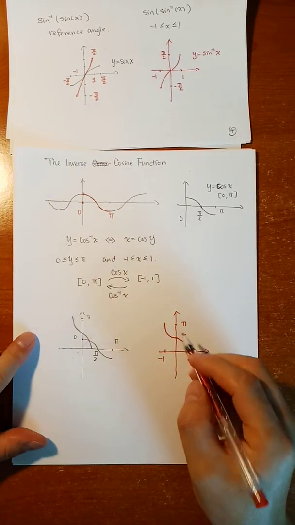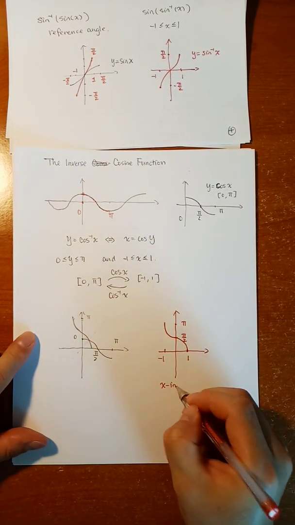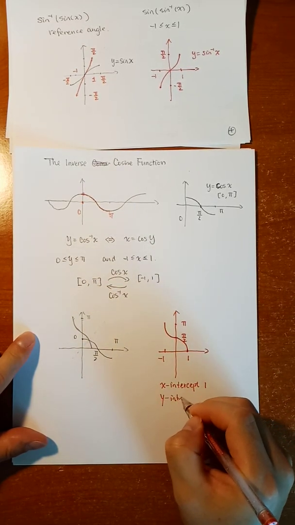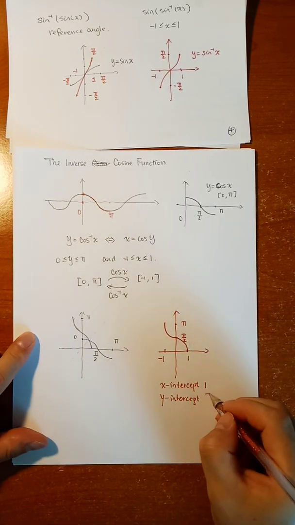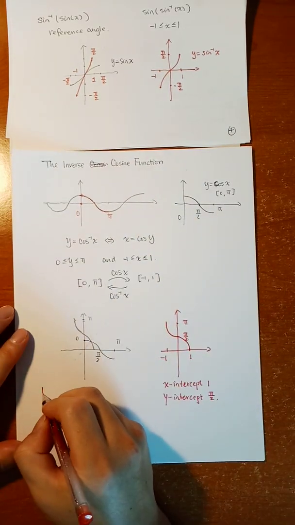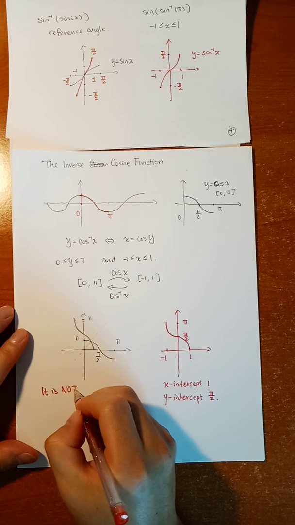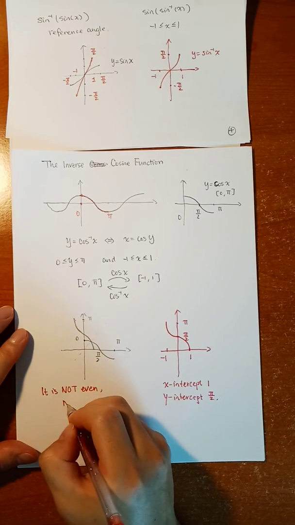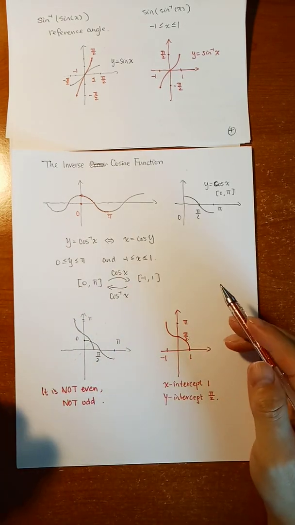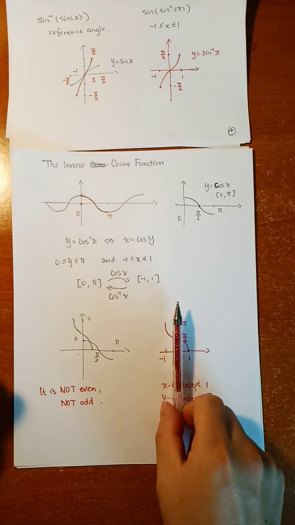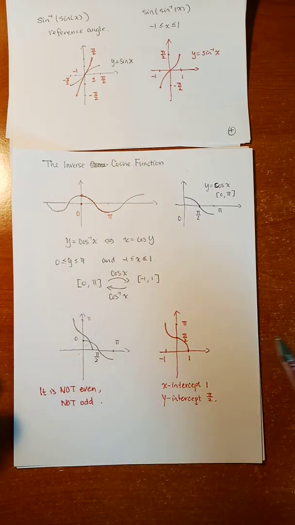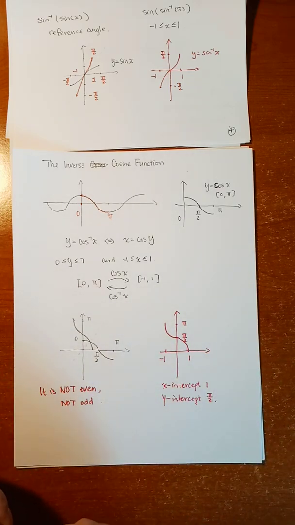This function has an x-intercept of 1 and a y-intercept of pi over 2. It's not an even function, not an odd function. This graph is not symmetric with respect to the y-axis, and it's not symmetric with respect to the origin. So it's neither even nor odd. Be careful.